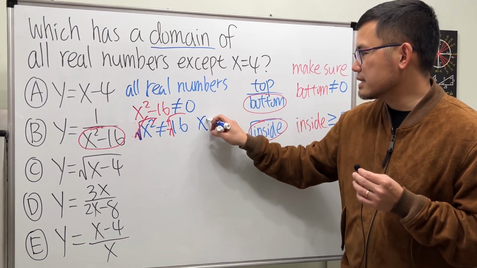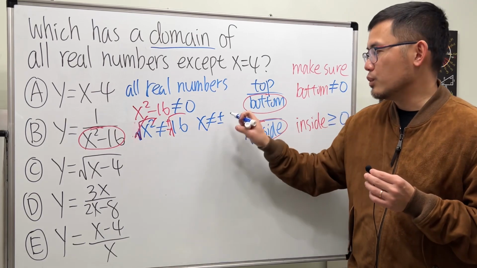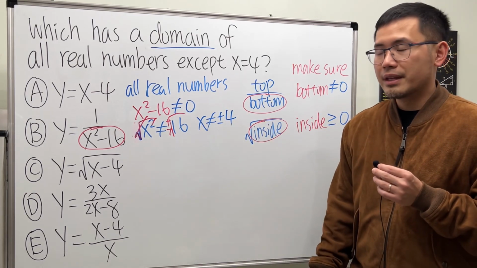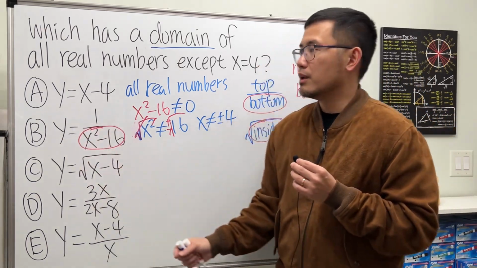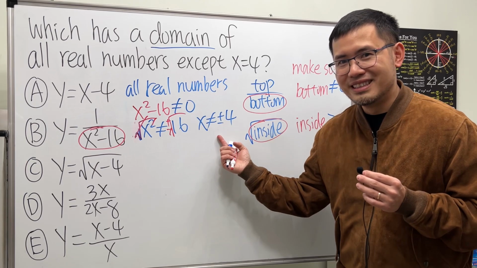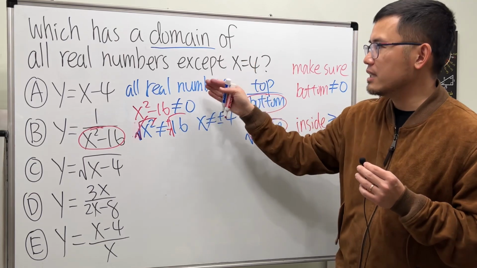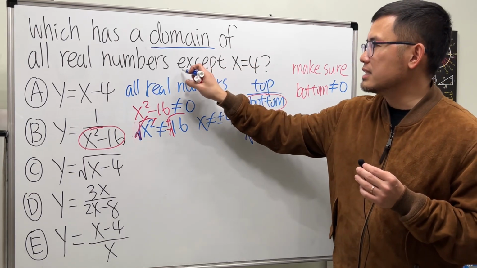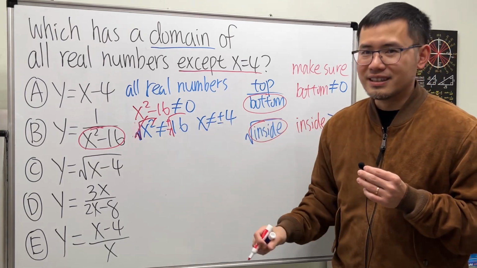This tells us x cannot be plus or minus square root of 16, which is 4. So these are the 2 numbers that we cannot use for this function. Well, we see the 4, but it has the -4 as well. So we have 2 restrictions. The question is only asking for 1 restriction, except for x equal to 4. So this is not the answer either.